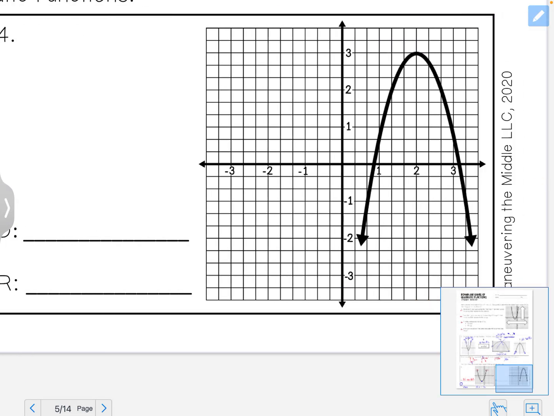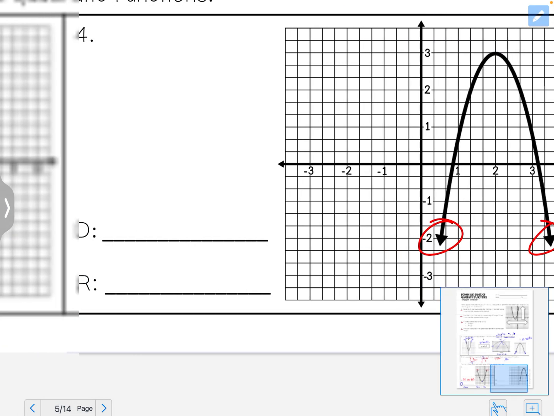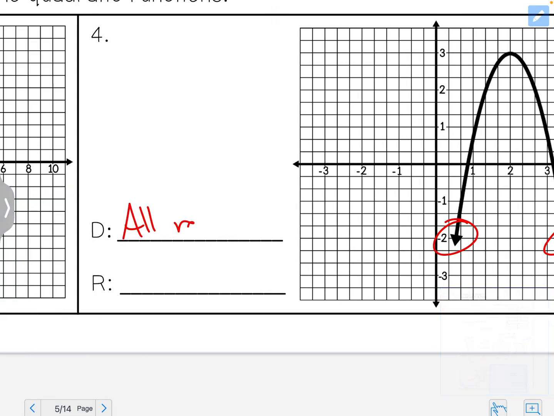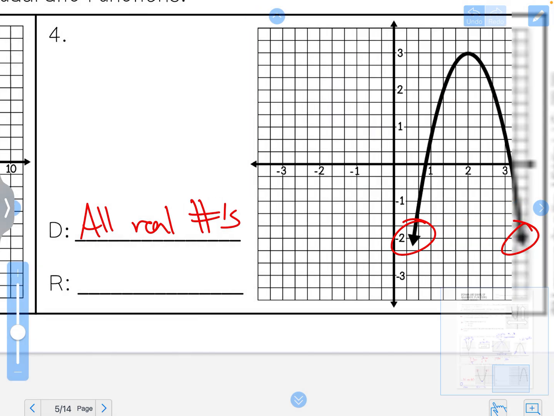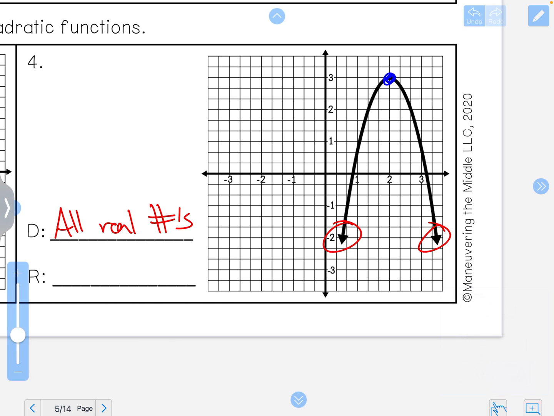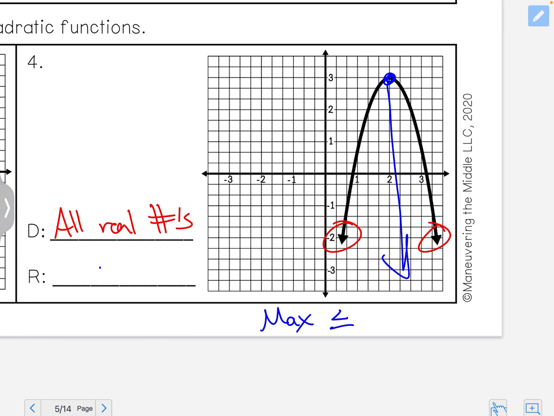So again, domain, we're going to check for arrows, and as long as we have 2 arrows, it's going to be all real numbers. And then we're going to find our vertex. So this is a maximum graph. If it's a maximum graph, it's going to be less than or equal to, because it's getting smaller or going down. So it's going to be y is less than or equal to, and then we need to go find our y value of a vertex, which is 3.